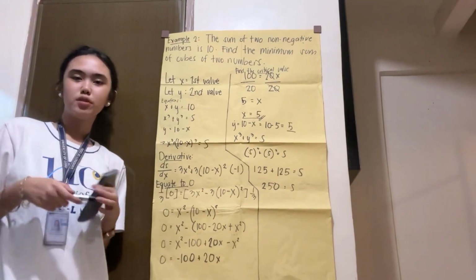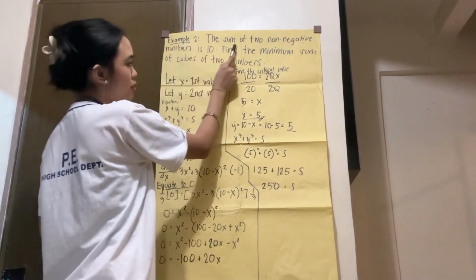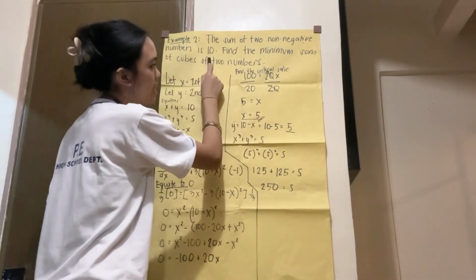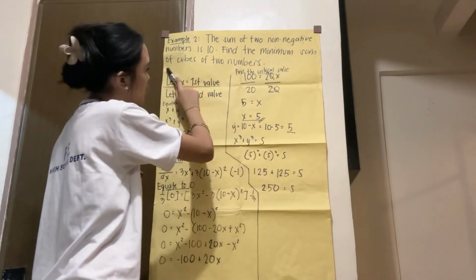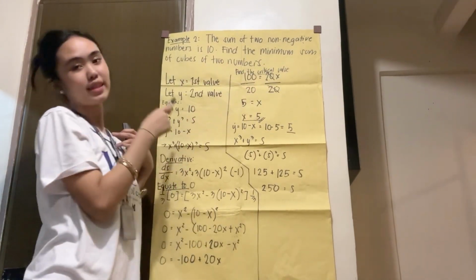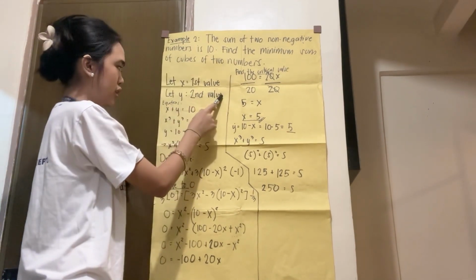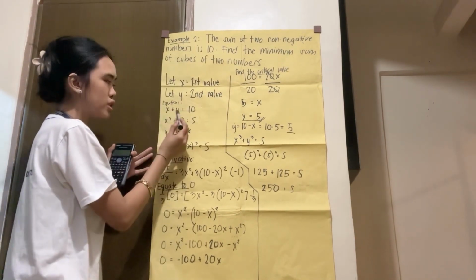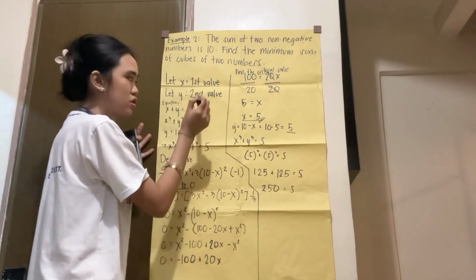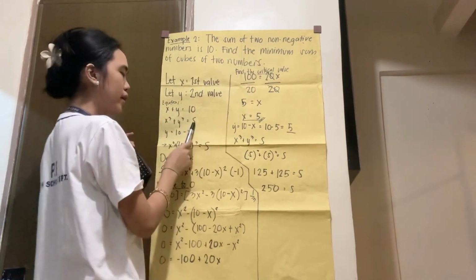So this is example number 2. The sum of two non-negative numbers is 10. Find the minimum sum of cubes of the two numbers. So let x be the first value and let y be the second value. So x plus y equals 10, considering the two positive numbers.